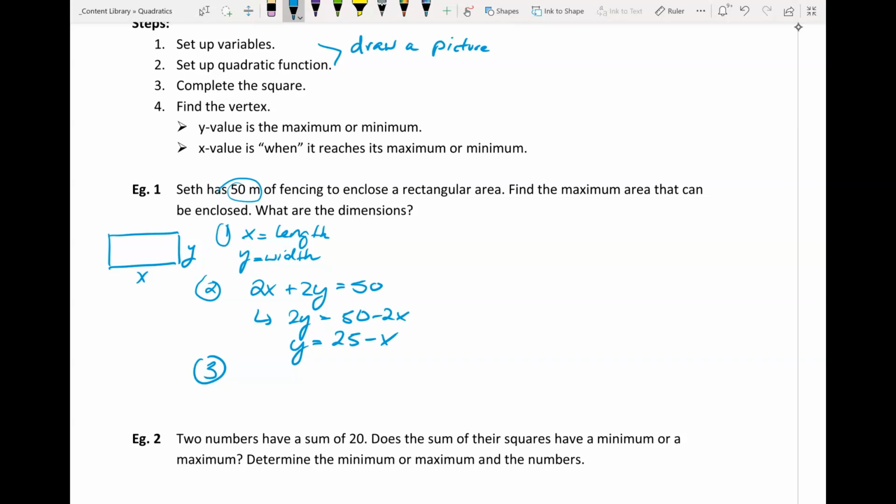The next thing I'm going to do is write an equation for the area. So area is length times width, or x times y in this case. I don't want two variables though. I can rewrite my y as 25 minus x, because we just found that in step 2. And now this looks like a quadratic, and we need the vertex for this. In other words, we have minus x squared plus 25x.